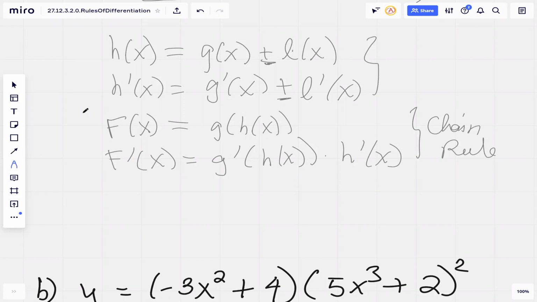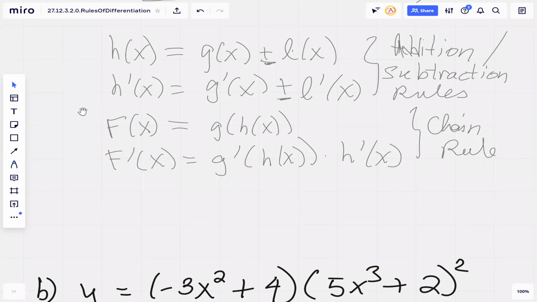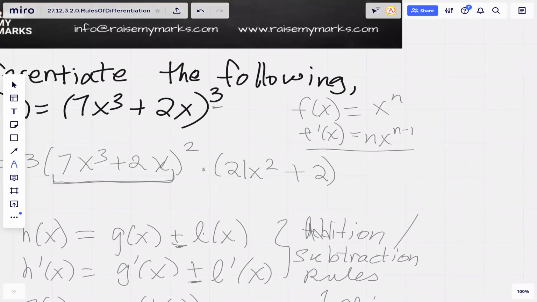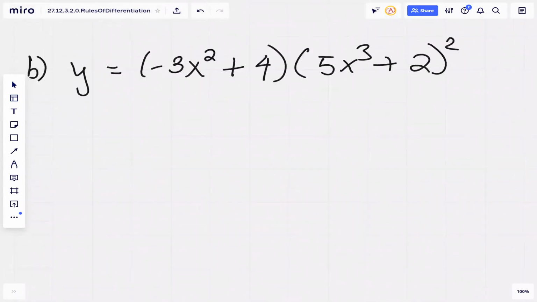These are your addition, subtraction rules. And above we had that power rule. Let's put that in. Power rule. Again, not all, but most of the rules, these are some of the rules of differentiation. Okay, so let's look at the next one.